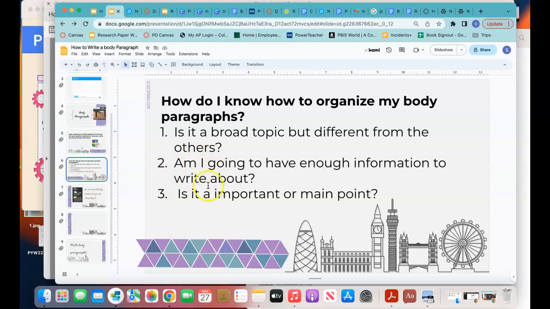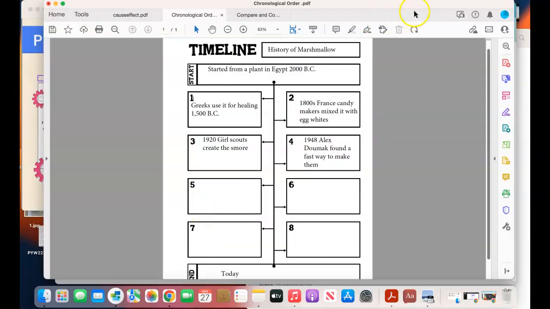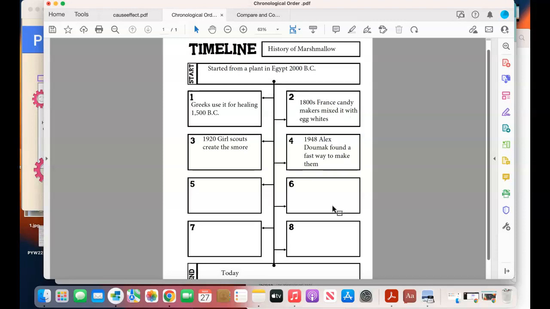Now with this second one, if you find that it's important and a main point, and you should talk about it more, go find more information so that you can write a paragraph about it. So I'm going to show you my graphic organizer, and I'm going to walk you through how I come up with my topic sentences. I'm going to write about the history of marshmallows.